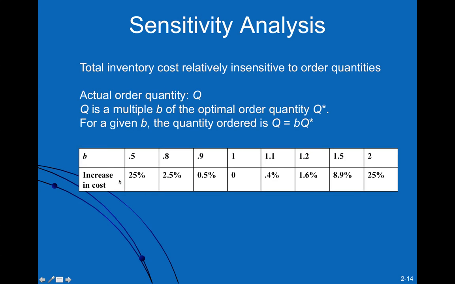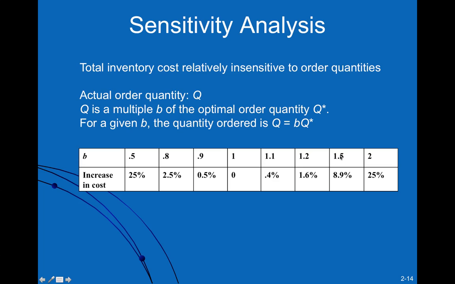In other words, I could change the order quantities without a significant change in the total cost, right? So what this table really shows us is that around the optimum point, the total cost is relatively insensitive to the order quantities. And we can see here that if we actually change our order quantity by half or double it, we will have a 25% change in the cost. But look at that. If we change it to 80% of its value, a 20% reduction, the change in cost is only 2.5%, a 10% reduction, 0.5%, and so forth. All right.